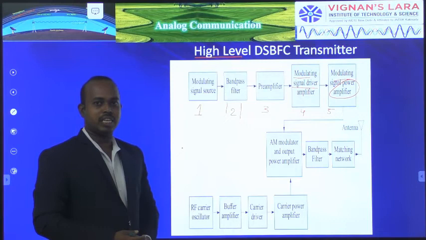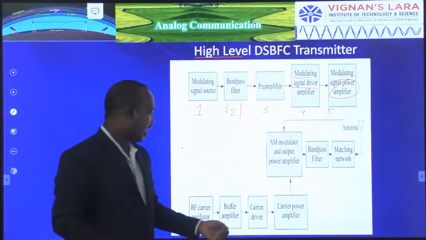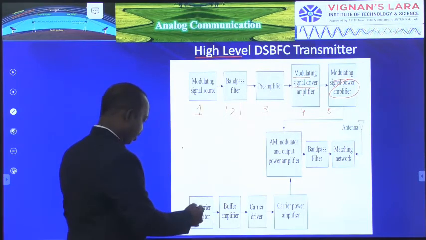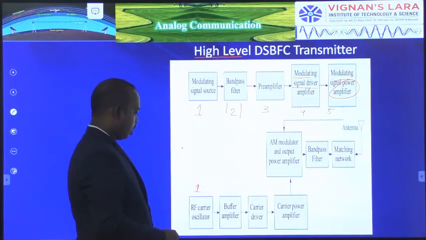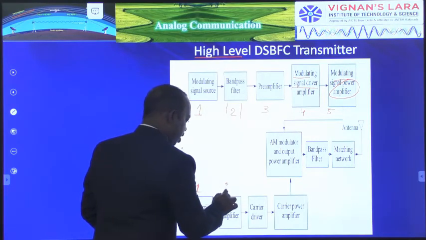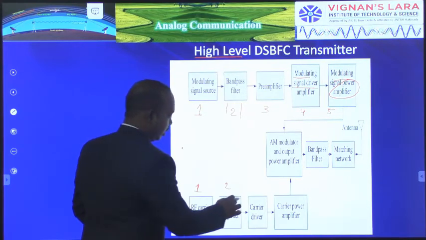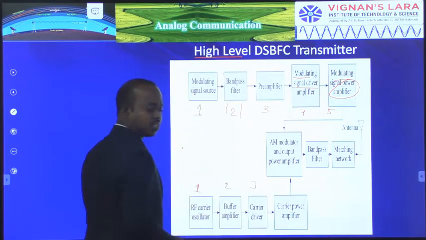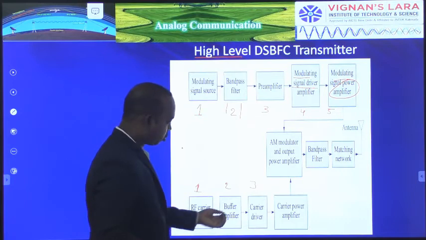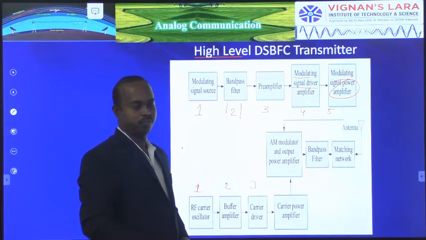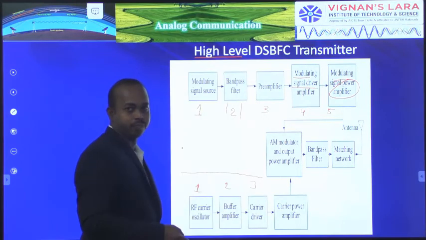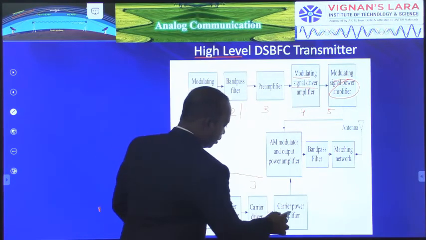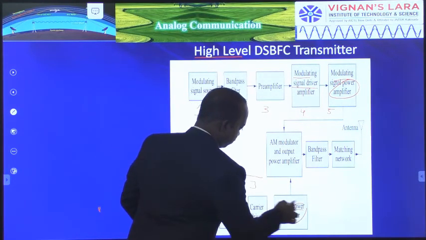Coming to the carrier generation. In carrier generation, you are using the RF carrier oscillator. This one is the first block. The second one is the buffer amplifier for impedance matching. The third one is the carrier driver, used for accessing the carrier signal. We already discussed these three blocks in the low level category. Here also the difference is the carrier power amplifier.